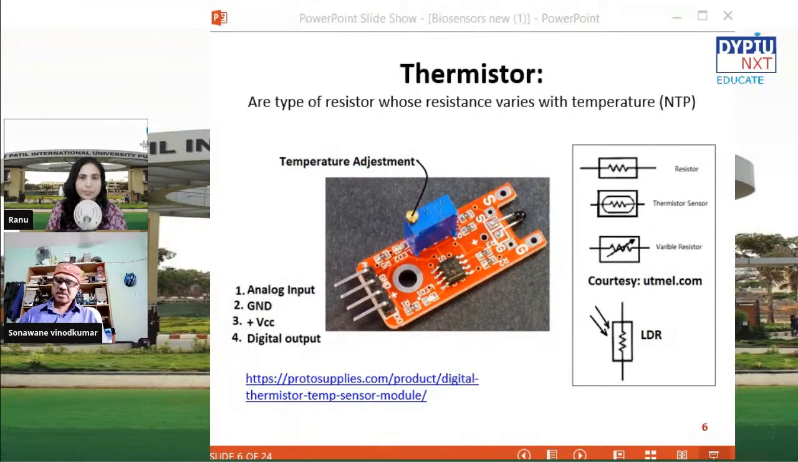Different tests are there, like the ELISA test. This is also a test which can be measured with the thermistor biosensors. Okay. Next.